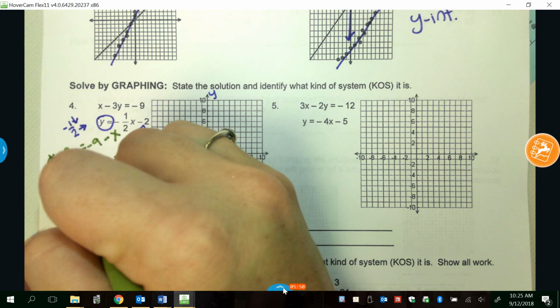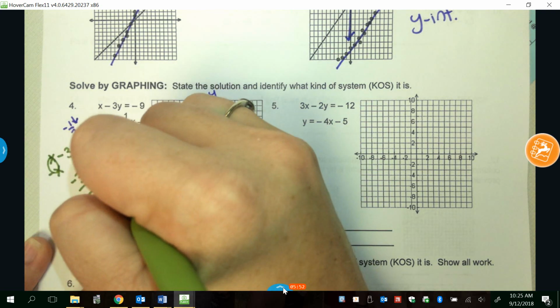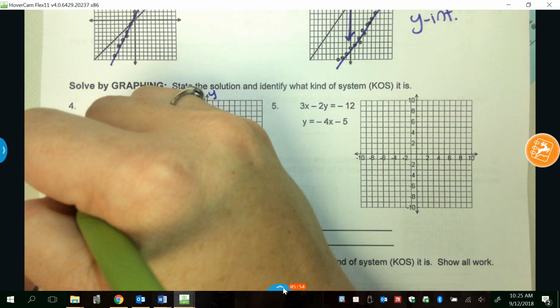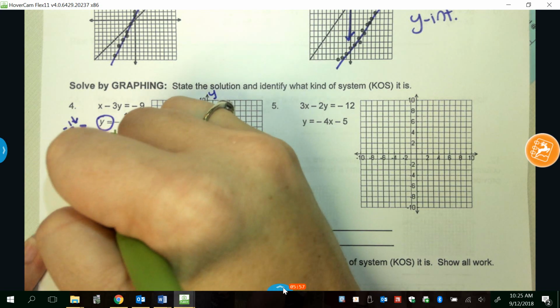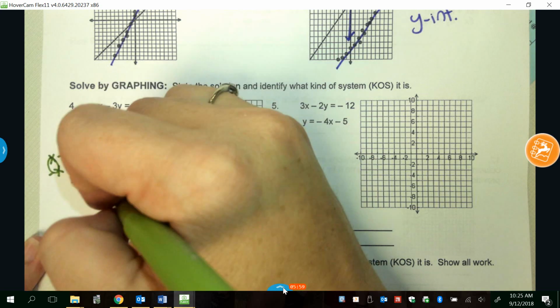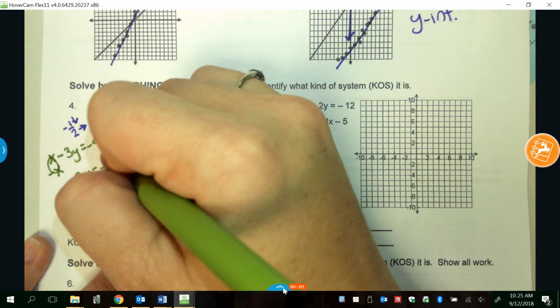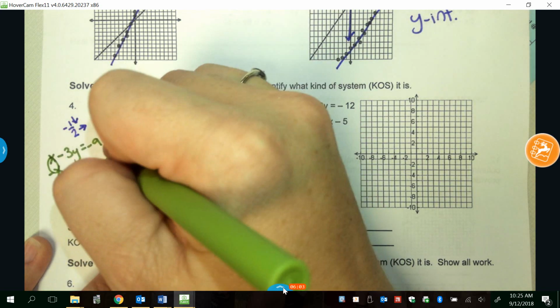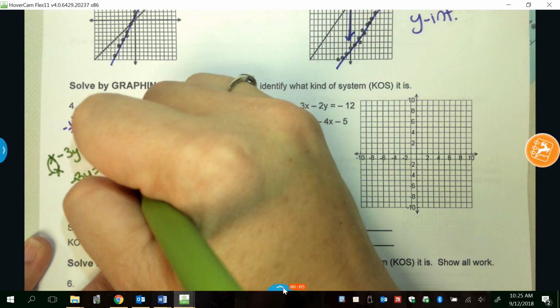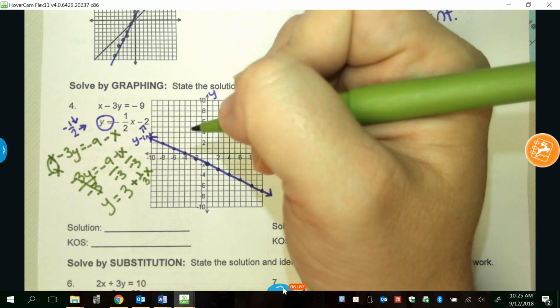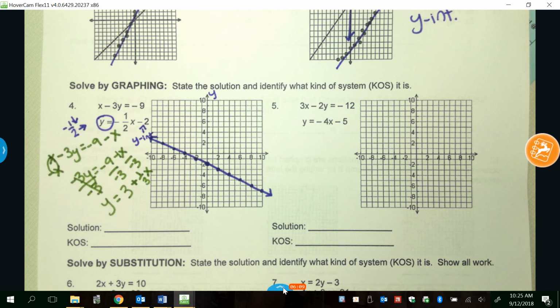So I have a -3 in front of y, so I'm going to divide everything by -3. That gives me 1y equals -9 divided by -3 is +3. Two negatives again makes positive. Now, this is technically 1x, so it's the same as saying 1/3 x. And now I can graph it because y is by itself.